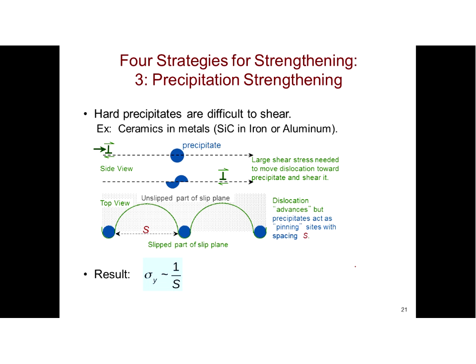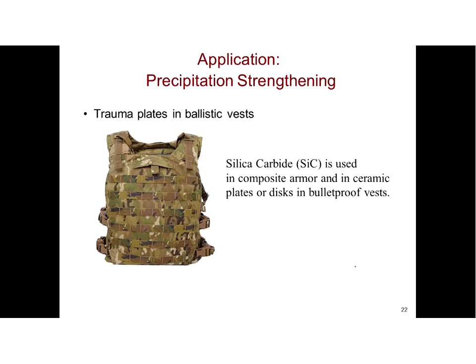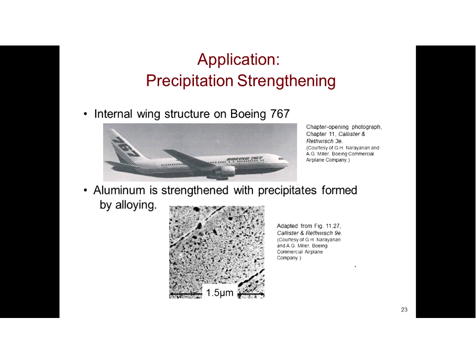When you do that, this creates a much stronger material. A couple of applications of precipitation strengthening: one is ballistic vests, the trauma plates in ballistic vests, which can stop bullets. Those are actually done with silicon carbide, used in composite armor and ceramic plates or discs. Another one is in strengthening the wing in an airplane. Aluminum is strengthened by precipitates formed in alloying the metal.